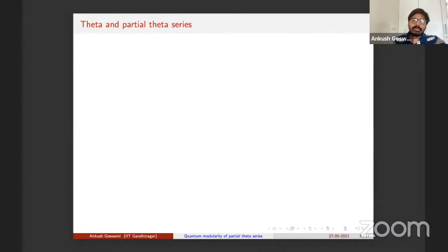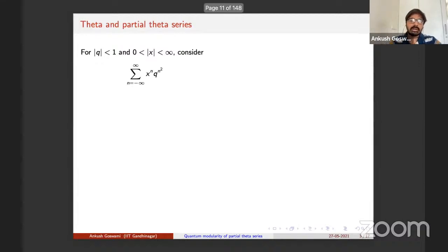Okay, so let me start off with the definition of a theta and a partial theta series. If q is any complex number inside the unit disk and x is any non-zero complex number, then you consider this bilateral series, running over the variable n from minus infinity to plus infinity, of x to the power n times q to the power n squared. Such a series will be called a theta series, or you can consider a specialization or a generalization of this series, which will also be called a theta series.